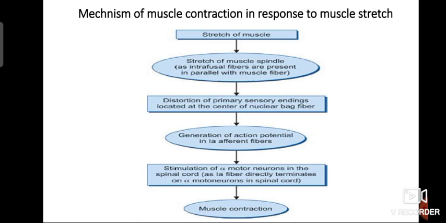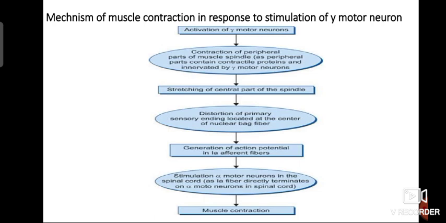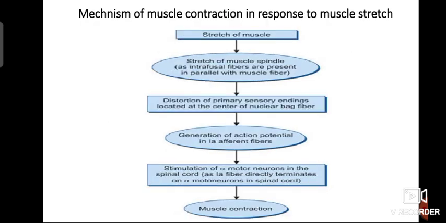Distortion of the primary sensory ending located at the center of the nuclear bag fiber. Generation of action potential in 1A afferent fiber. Stimulation of alpha motor neuron in the spinal cord, as 1A fiber directly terminates on alpha motor neuron in the spinal cord, and it can cause muscle contraction. This mechanism is direct contraction of muscle by stretching.